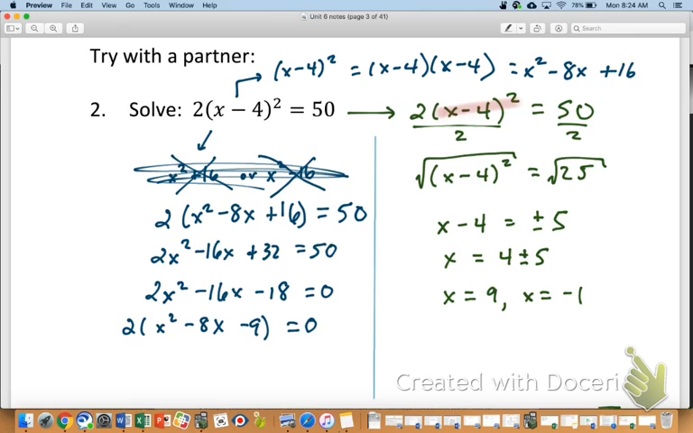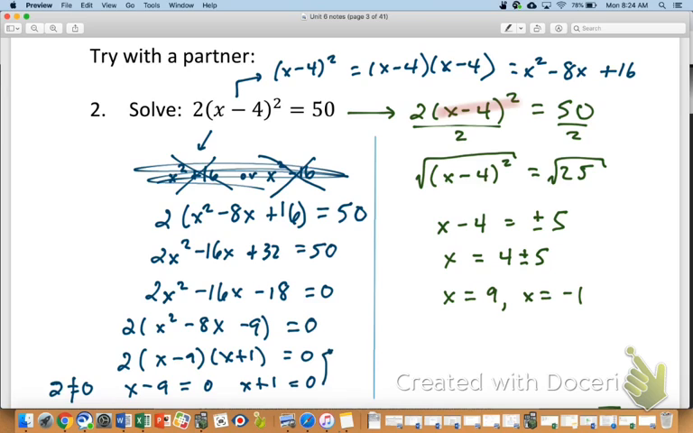And then, believe it or not, that actually factors pretty nicely. And then you'd set each factor equal to 0, which, of course, 2 never equals 0. X minus 9 could, x plus 1 could. So you'd get, believe it or not, x equals 9, x equals negative 1.